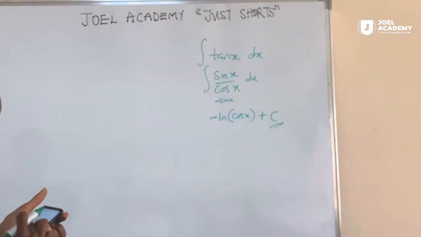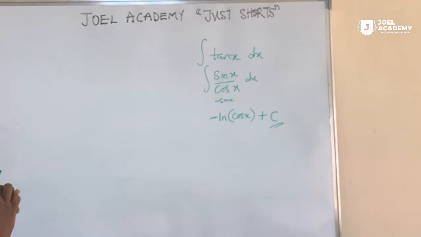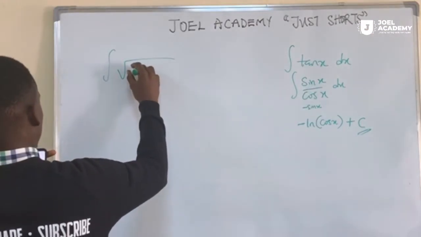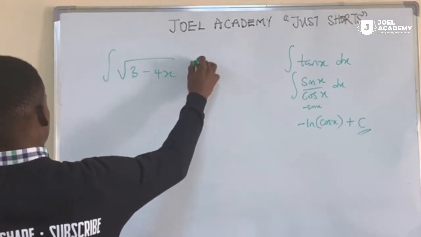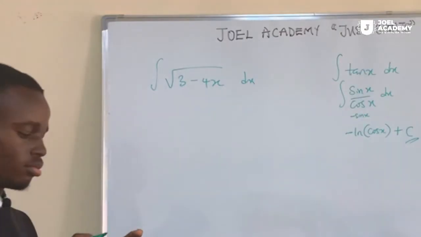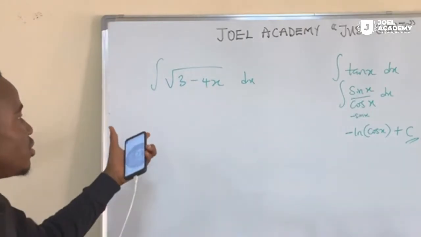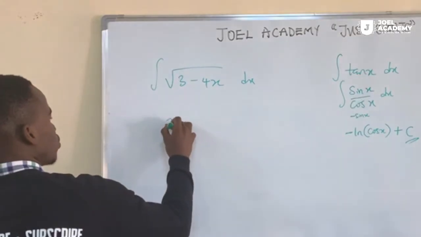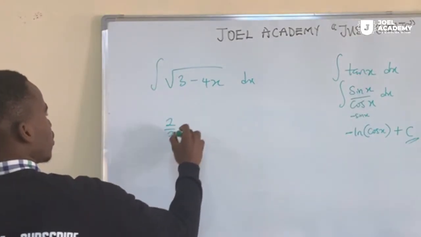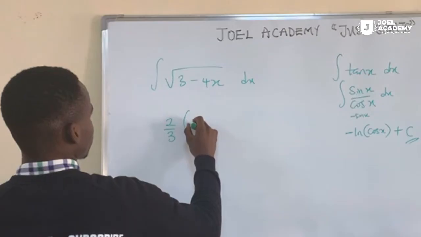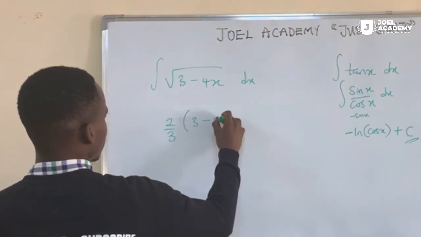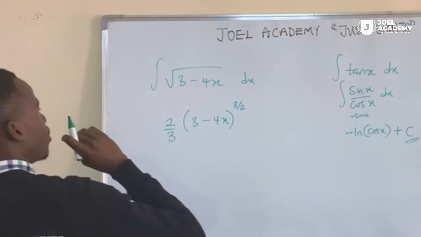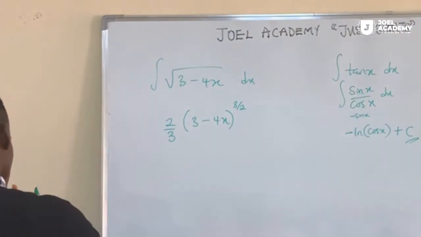Okay. So yes, I think we have another question. We have the integral of root 3 minus 4x dx. Now, if you are able to look back, you just solved a question involving root, right? And this is what happened. You said 2 over 3, whatever function you have, 3 minus 4x raised to what? 3 over 2. But then, there is something important you need to note.